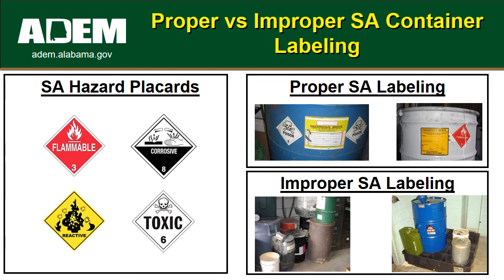Satellite accumulation containers must be labeled with the words hazardous waste and an indication of the hazard of the contents of the container. Waste codes D, F, P, or K are not recognized as an acceptable means of indicating the hazard of the contents on a satellite accumulation container. Acceptable indication labeling includes the hazard placards represented here on the left side of this slide, or the words flammable, corrosive, reactive, or toxic. On the right side of the slide, you'll find proper versus improper satellite accumulation labels.